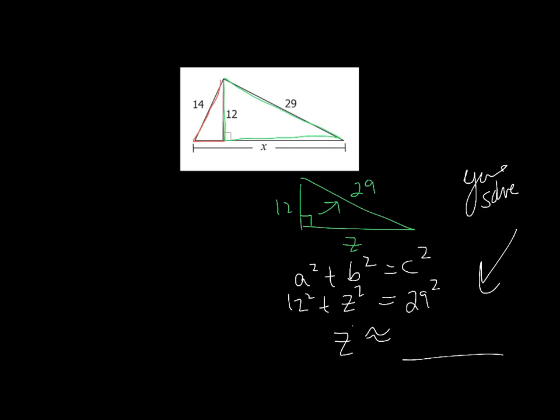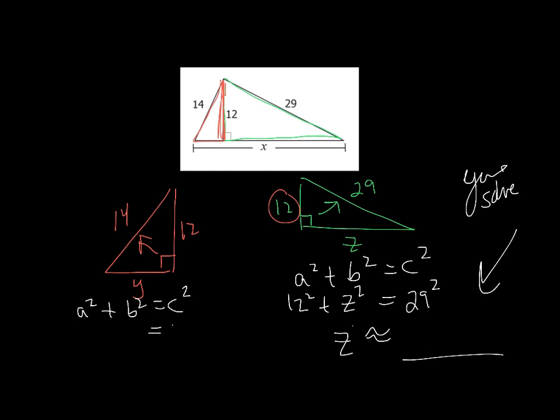Next, we come to the red triangle. The red triangle is set up like this. And I know that I drew it a little bit larger than this one, but this 12 is also right here. It's the same shared side. So that's 12. I'm going to call this y and this 14, and that's the hypotenuse. So a squared plus b squared equals c squared. The hypotenuse is the 14, so that's 14 squared. And over here we got 12 squared plus y squared. You can solve for y.